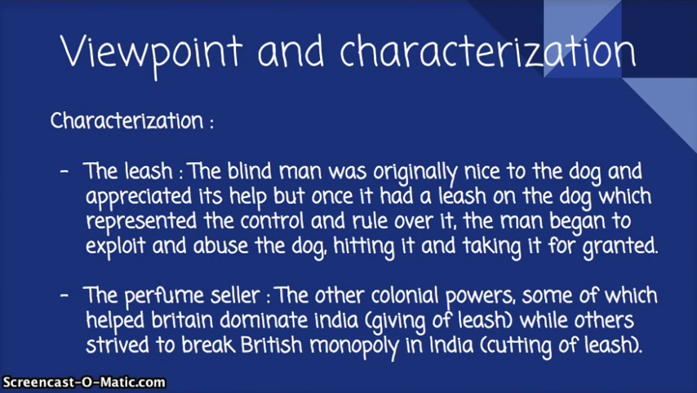The perfume seller. The perfume seller represents the colonial powers which were present at the same time as the British in the Indian subcontinent. Some of the colonial powers helped Britain to dominate India, which is represented by the giving of the leash in the book, while others strived to break British monopoly in India, which is represented by the cutting of the leash.